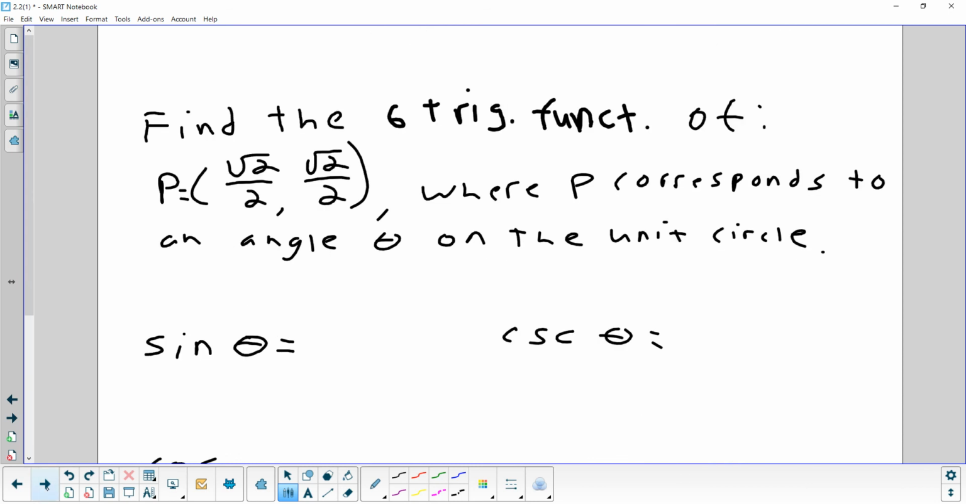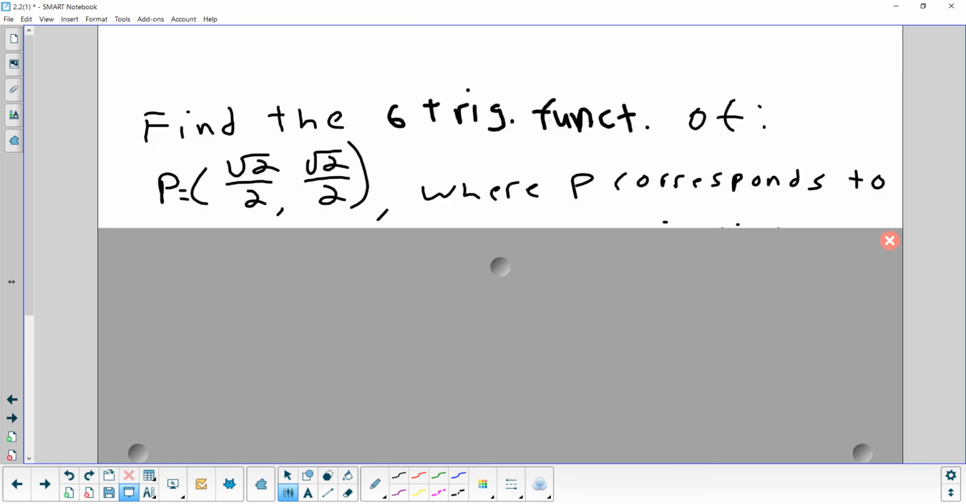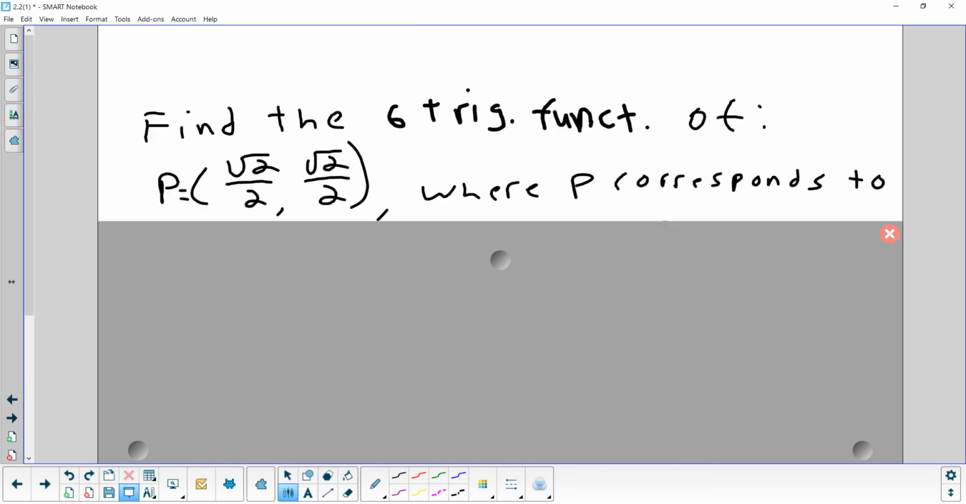So same kind of setup. Find the 6 trig functions. And again, you're giving me a coordinate. Now, that last coordinate was kind of a weird one. It had a root 3 over 2 and a 1/2 in it. This coordinate is root 2 over 2, comma, root 2 over 2.